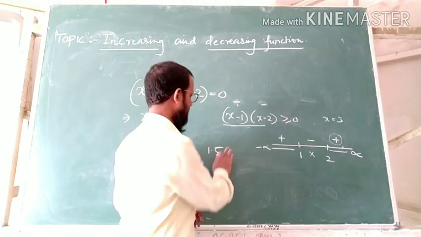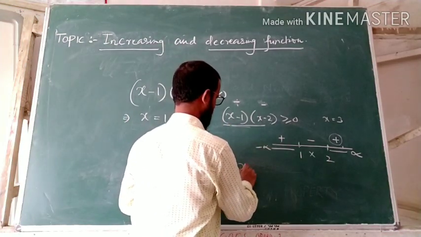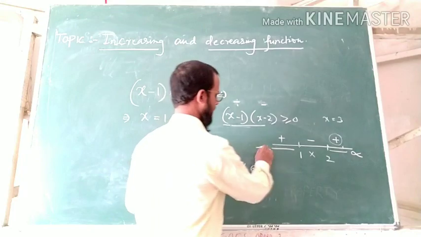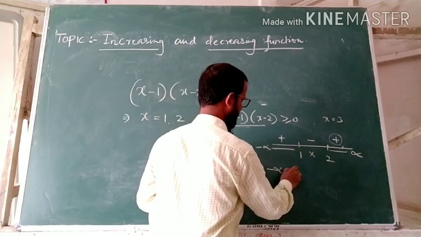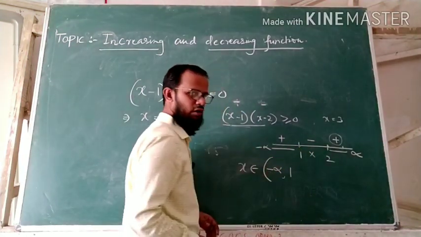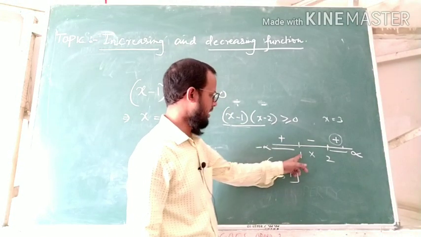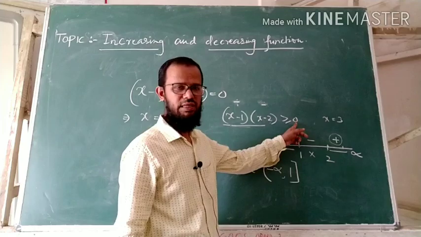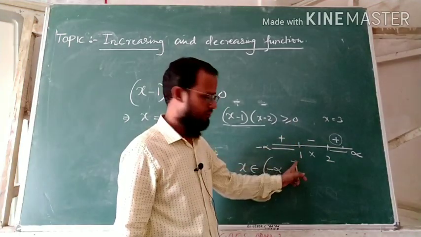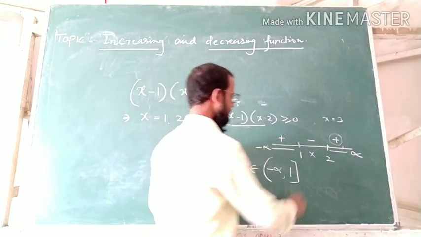What are the values of x? The value of x belongs to minus infinity to 1. Minus infinity is always open, and here we consider it closed. Why closed? Because for x is equal to 1 the expression is equal to 0, which is satisfied. That's why we consider it closed.